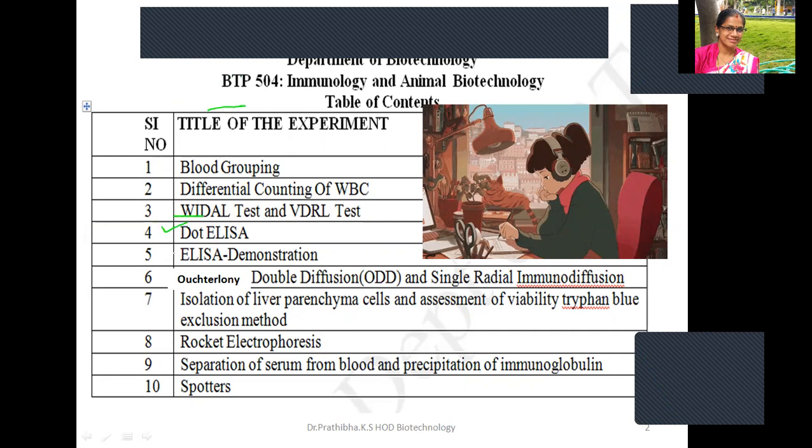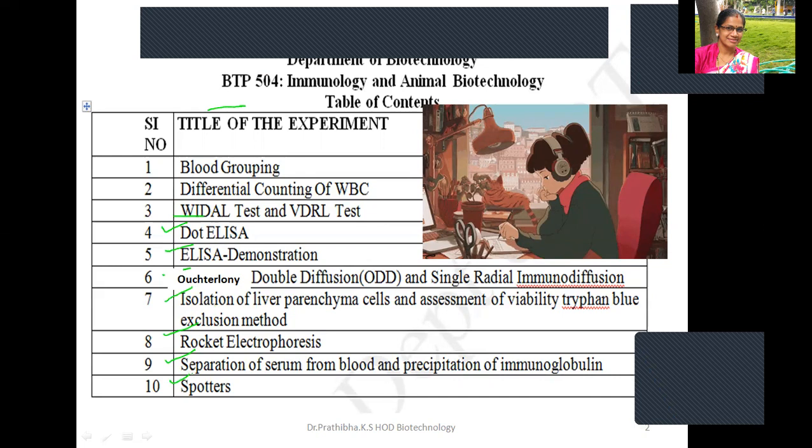Next one is dot ELISA. Then ELISA demonstration. The sixth one, Ouchterlony double diffusion and single radial immunodiffusion. Then seventh experiment, isolation of liver parenchyma cells and assessment of viability by trypan blue exclusion method. Then eighth experiment, rocket electrophoresis. Ninth one, separation of serum from blood and crystallization of immunoglobulins. And 10th one will be the spotters.